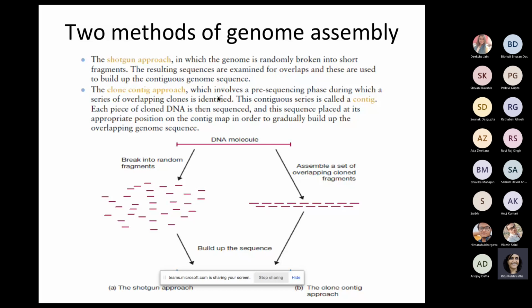And once we generate one contig, then we sequence that particular contig, and sequencing can still be through the shotgun approach. In a way, you have divided your whole genome into small contigs, and then you sequence it. Is it clear or not?